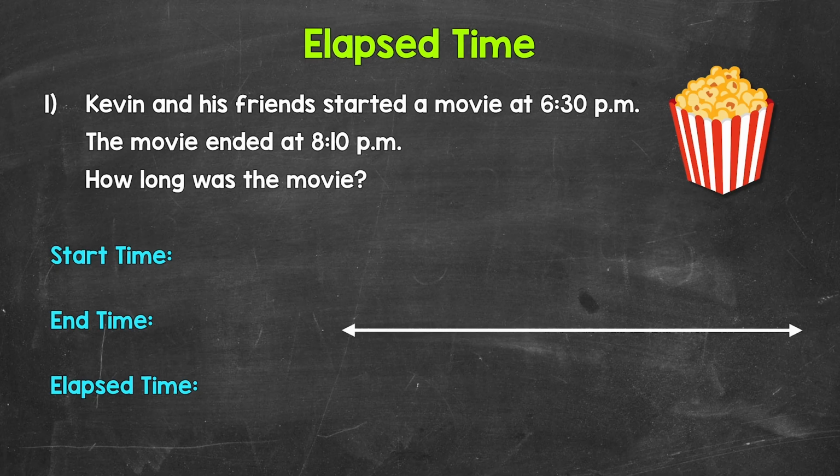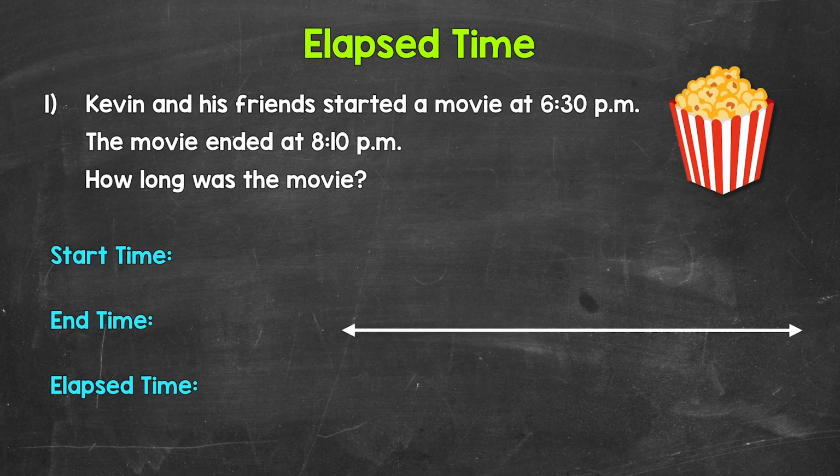Now remember, elapsed time is the amount of time that passes from the start of an event to the end. Basically, elapsed time is how much time something takes. Let's jump into our examples, starting with number 1, where Kevin and his friends started a movie at 6:30 p.m. The movie ended at 8:10 p.m. How long was the movie?